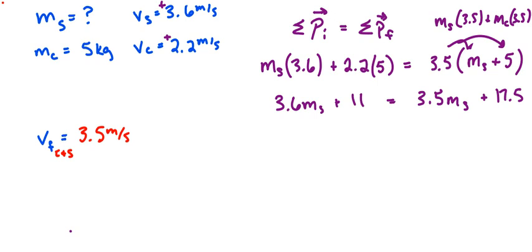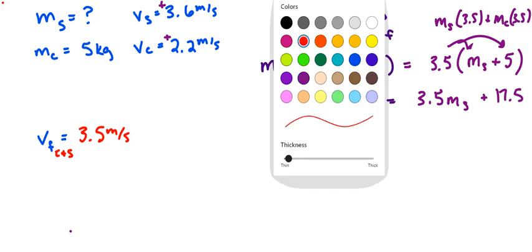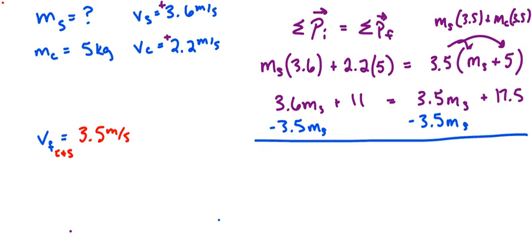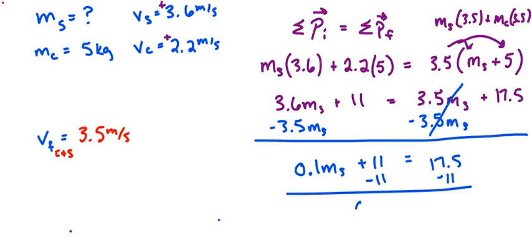Okay. So now we need to solve this. All right, the physics is done. Now we are just solving for the mass of the salamander. So I need all the same variables on the same side. Okay, because if I want to get mass of salamander equals a number, then I need the mass of the salamander to all be on one side. So this would be 0.1 mass of the salamander plus 11 equals, that cancels out, 17.5. Next step, we'll subtract 11 from both sides.